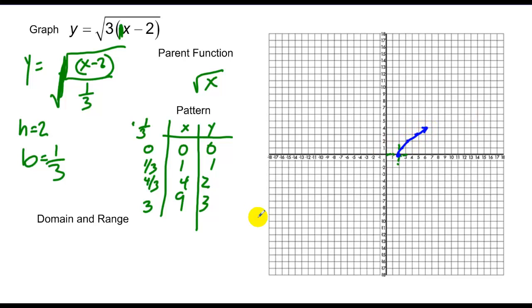So this compresses this time. Domain again is x is greater than or equal to 2. Range is y is greater than or equal to 0.